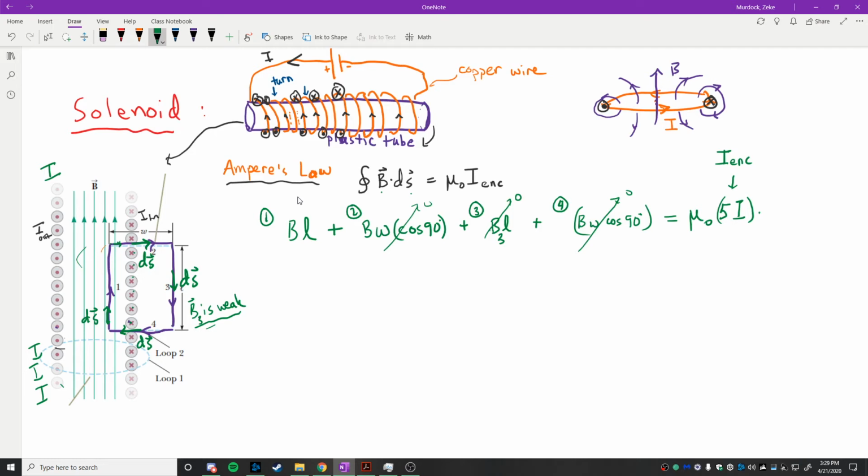All right, so now what we end up with is basically B times L is equal to mu naught multiplied by 5 multiplied by I, okay? Where L is, I've kind of blocked it off here, but I'll erase this to indicate what it is. L is the length.